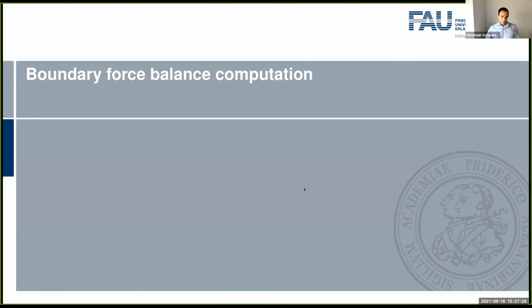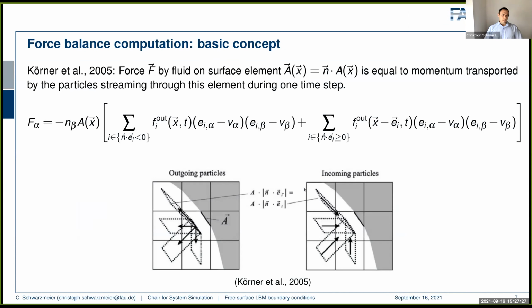But let's have a look at this here. So first of all, the basic assumption is that we say the force F by a fluid on a surface element A is exactly equal to the momentum that is transported by the particles streaming through this element during one time step. So essentially, we have this kind of balance equation where we say, okay, we have some PDFs on one side of the interface, and we have the PDFs on the other side of the interface.